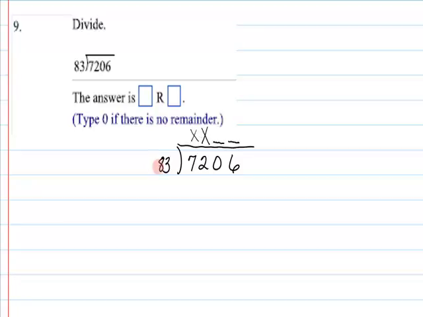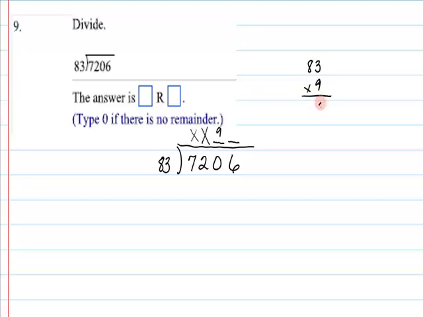Now, thinking about 83 into 720, I have no idea, but I don't want to just guess. Just guessing will waste a lot of my time. So what I'll do is back up and just think about the 8 for a minute, and the 72. How many 8s are in 72? Well, 9. So that's my guess. I wonder if 83 will go in there 9 times.